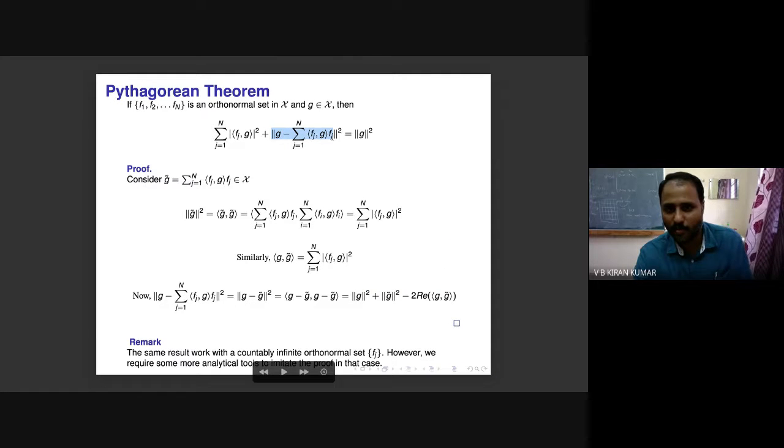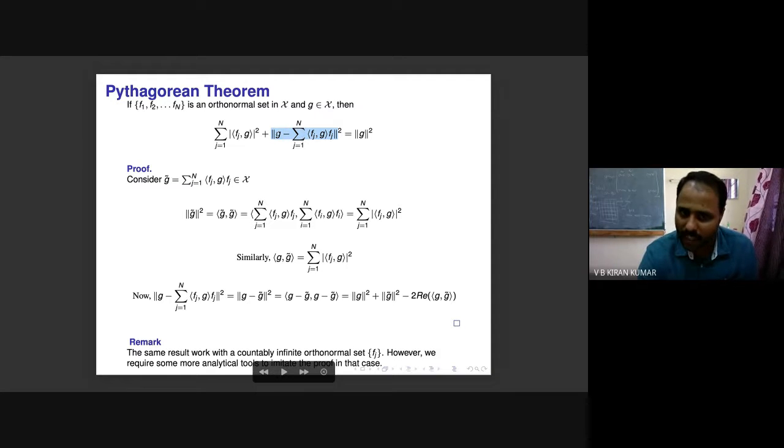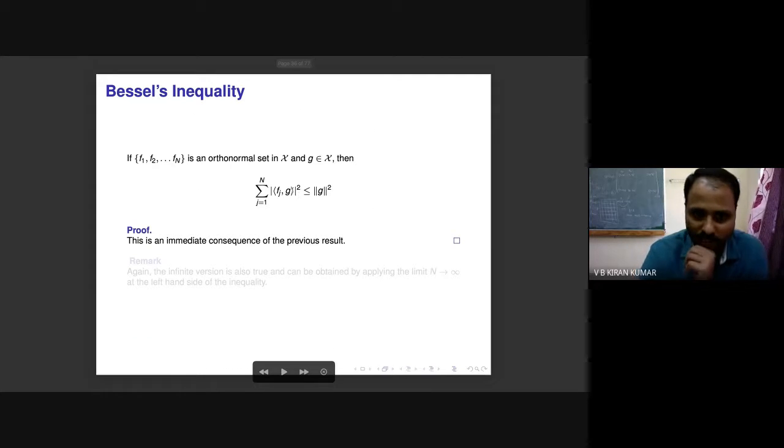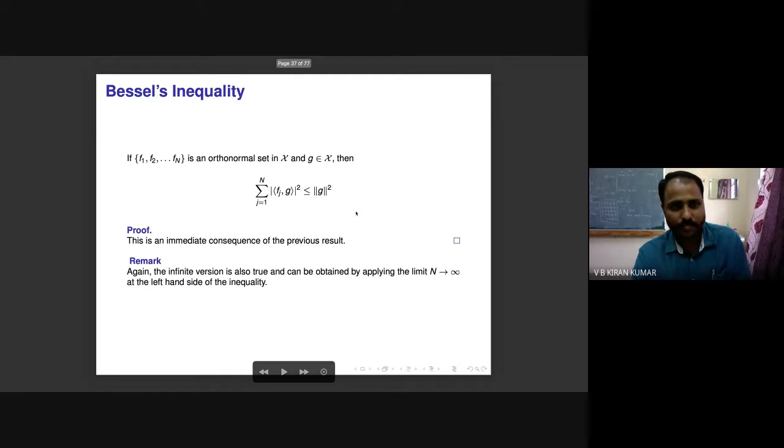So we just remove, here means you are removing a non-negative quantity. So you have to add that non-negative quantity to obtain norm g square. Hence this quantity will be less than or equal to this. So that's Bessel's inequality. This is a very important inequality. This is true for any n. And if there are infinitely many and you let n tend to infinity, then also it will be satisfied because the right hand side is independent of n. But we will come to that.